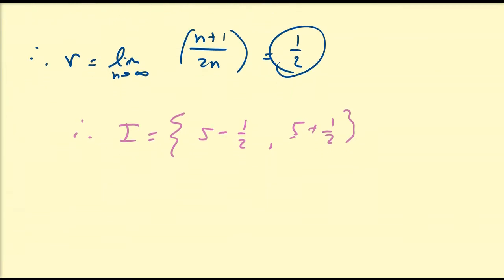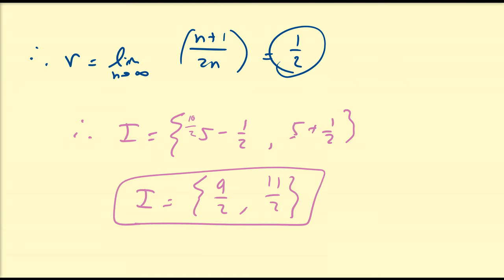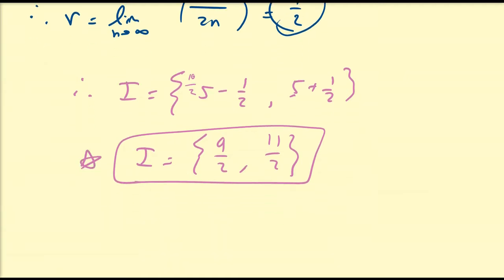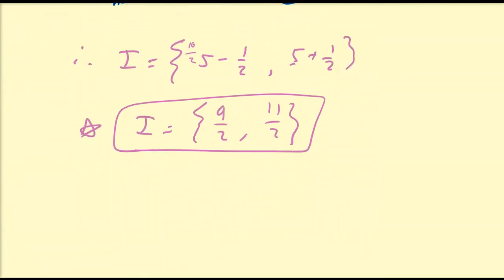So 5 minus 1/2 is the same as 10 halves minus 1/2, so that's going to be equal to 9 halves. And the other is just going to be a half above 10, so that's going to be 11 halves. So this is our generic interval of convergence. Now let us test our endpoints to the left and the right. On the left, we're going to test the point 9 halves.